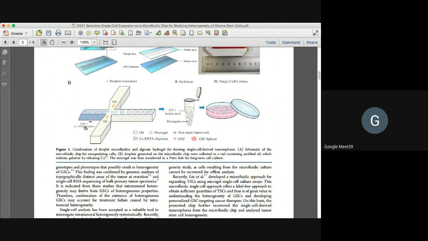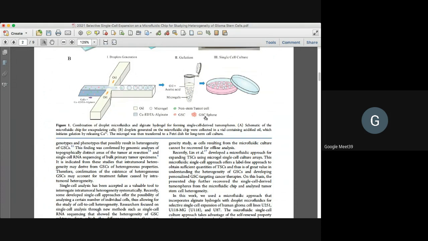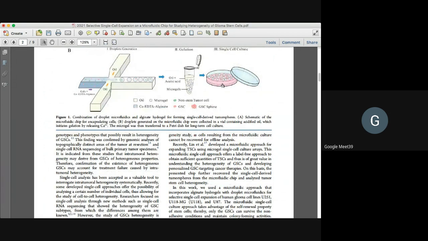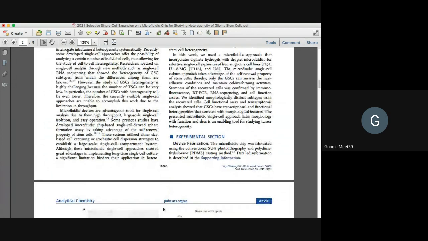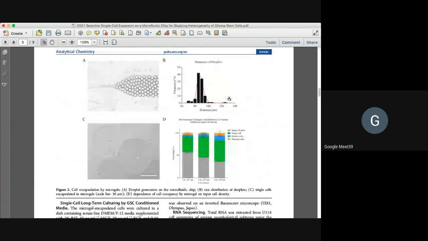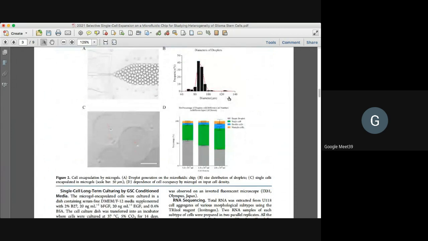And also, here they insert calcium and EDTA with alginate, so that when the droplets arrive to this oil plus acetic acid, so it's an acid medium, the alginate will gelate, okay? Once the microdroplets are formed, they are transferred to this Petri dish, and then they will depolymerize the alginate and will recover the aggregates of cells.